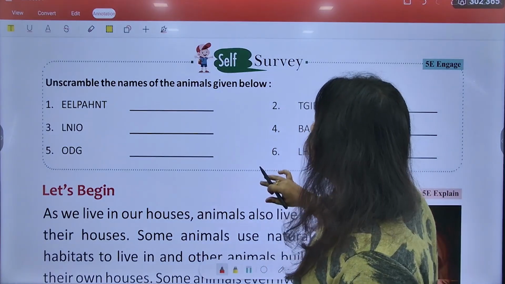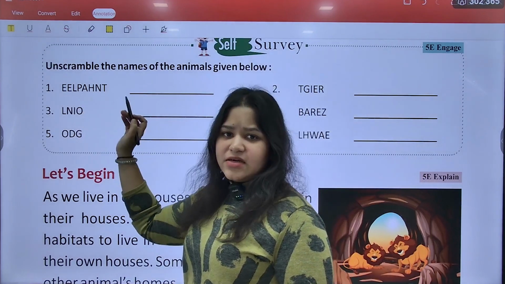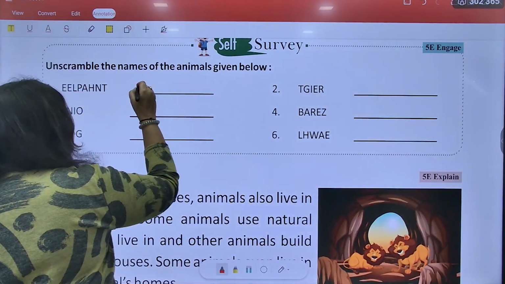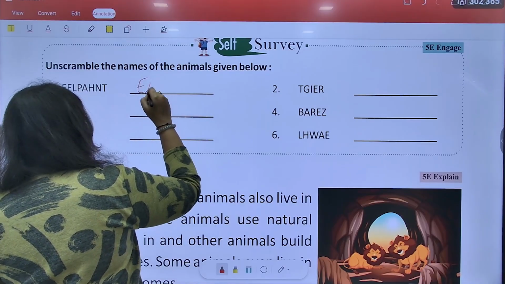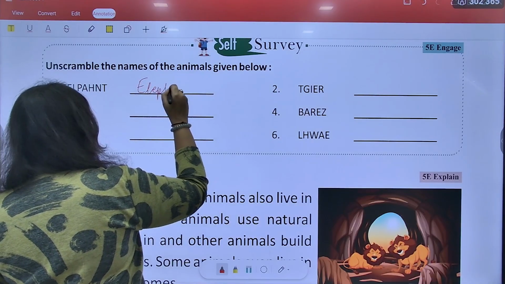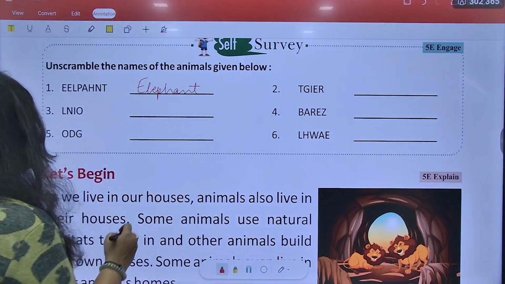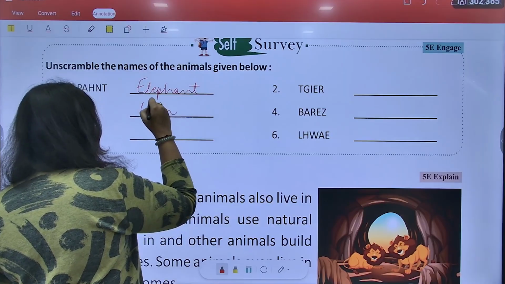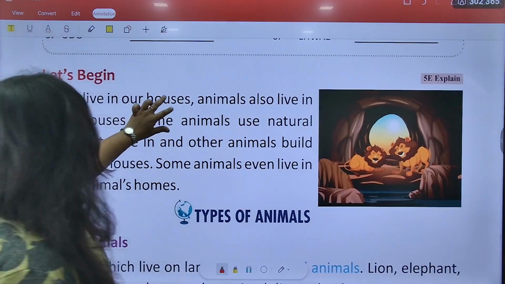Unscramble the names of the animals given below. These are written in jumbled letters, as you can see, and we have to just write them correctly. The first one is an elephant. And the second one is lion. The rest are for homework, and we'll begin with the chapter.